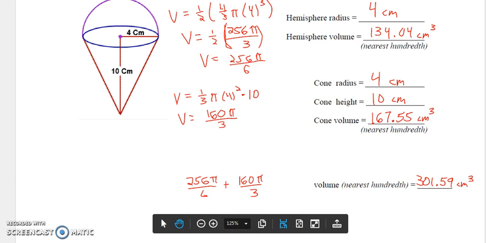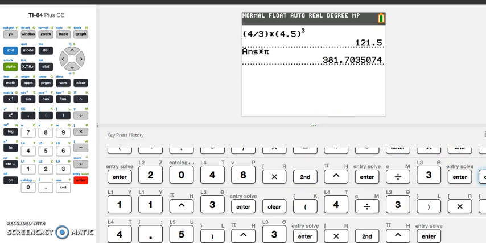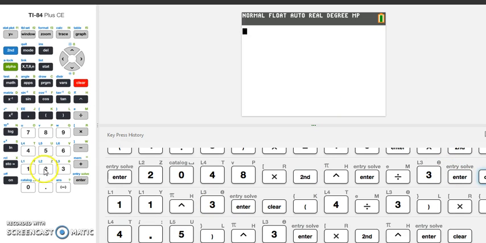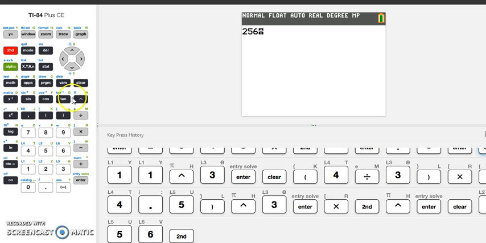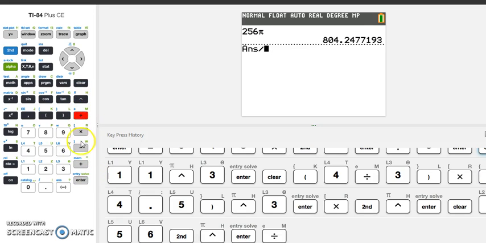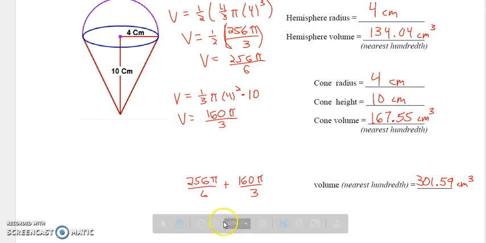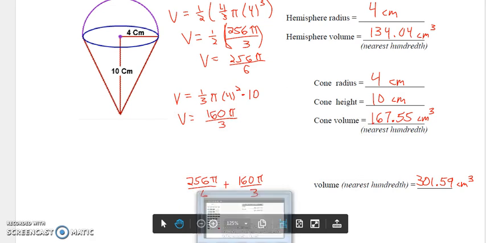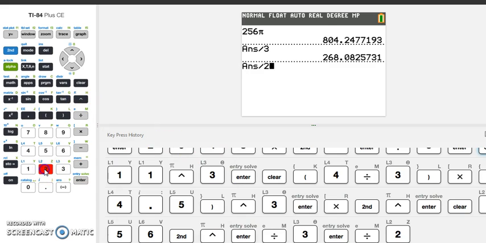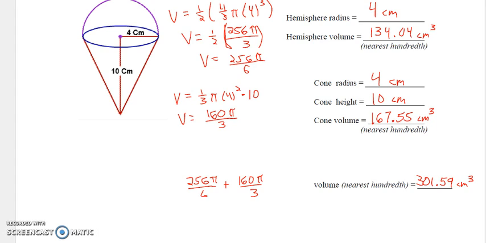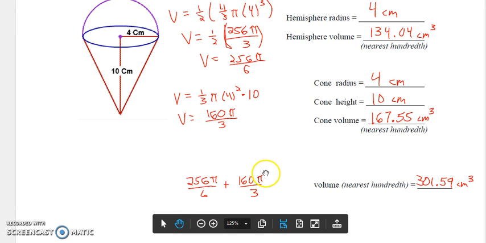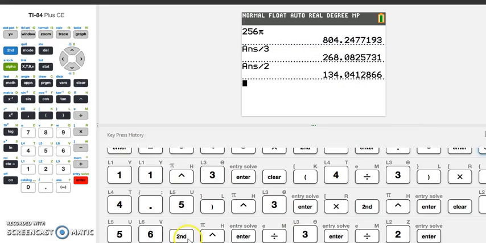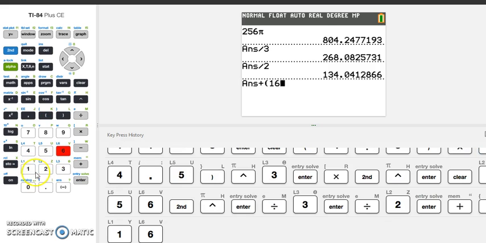Okay, so I'll show you how I would do that. I would go 256 pi, enter, divide 3, enter. That's this one. I'm going to divide by 2 more because it's supposed to divide by 6. Well, that's this one. Now I need to add 160 pi divided by 3. So I'm going to take that answer, I'm going to add 160 pi divide 3.